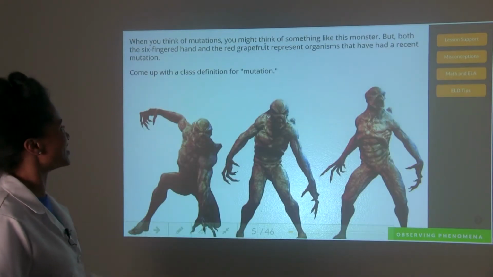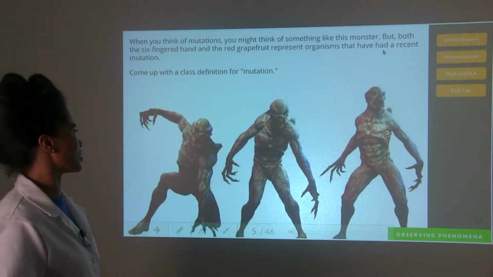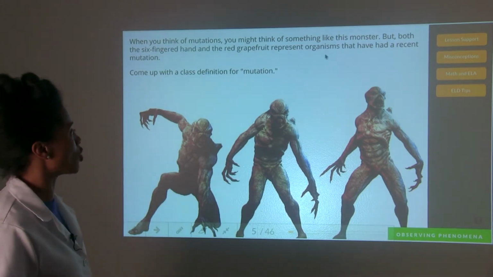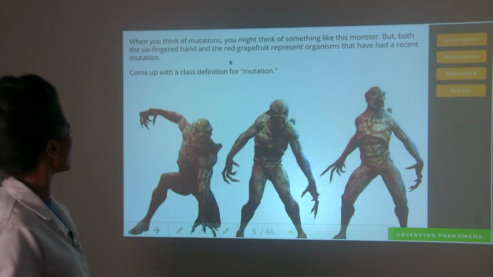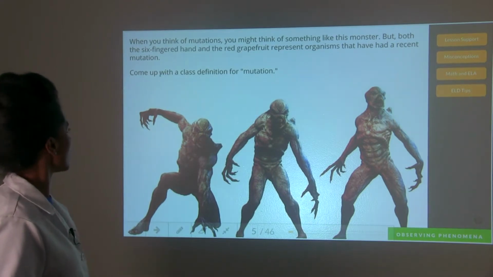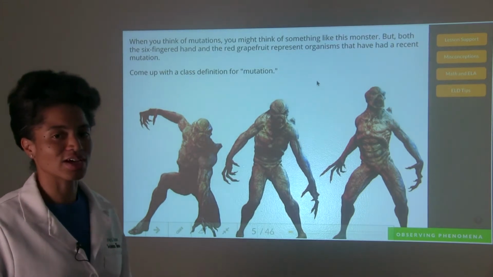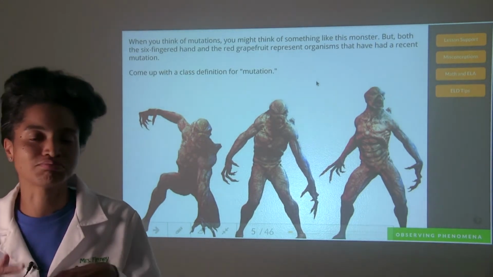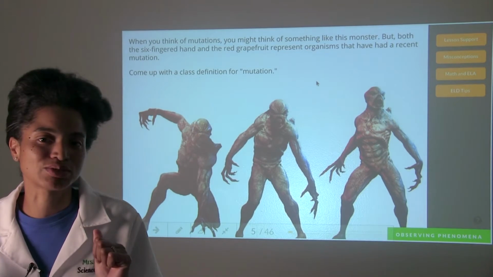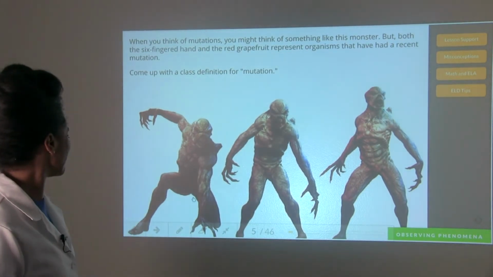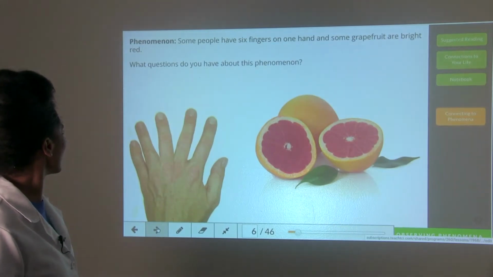When you think of mutations, you might think of something like this monster, but both the six-fingered hand and the red grapefruit represent organisms that have had a recent mutation. Come up with a class definition for a mutation. So I want you to jot down in the comment section below, what's your own personal definition of mutation? When you think of that word, what would you define it as?